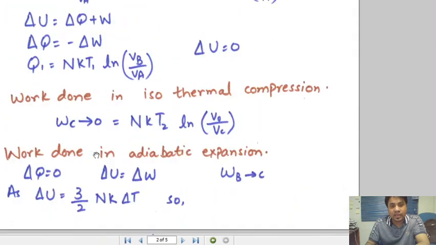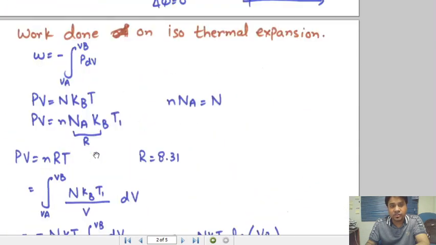Let's find out the work done during the first process from A to B, that is, during an isothermal expansion. We know that the work is defined as minus PdV, so we will integrate here from some initial volume VA to some final volume VB. Since we are using an ideal gas in this engine, the equation of state is given by PV equals N kB T1, or we can write it as PV equals N times Na kB T, where Na times kB is equal to the gas constant R.